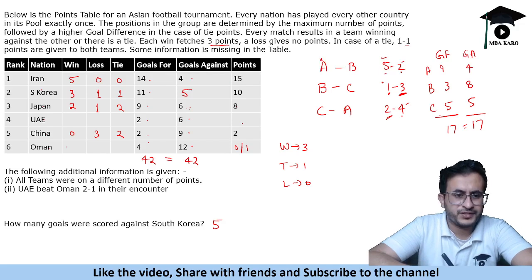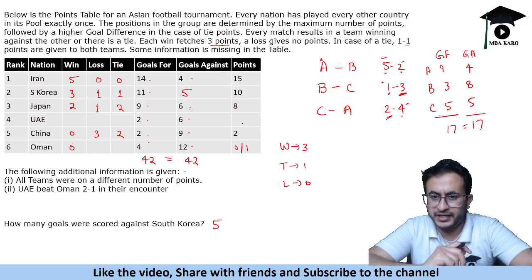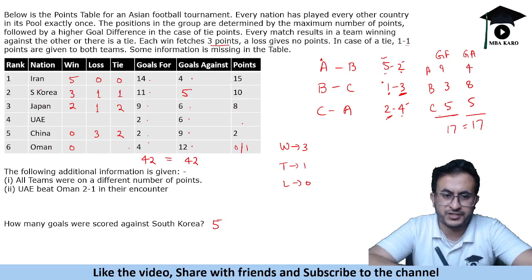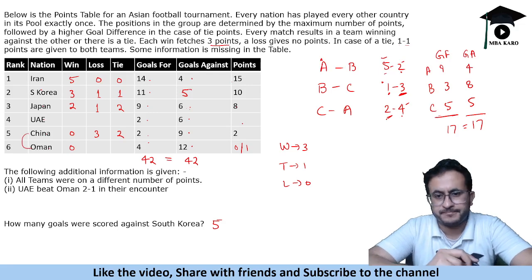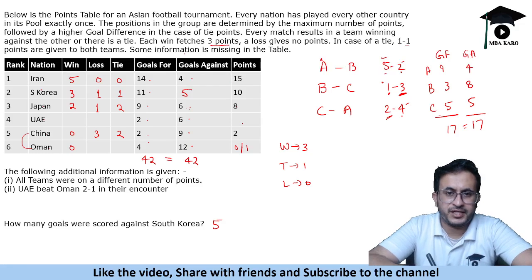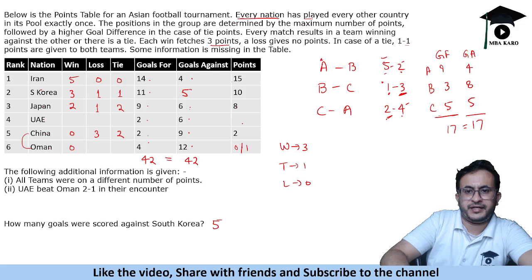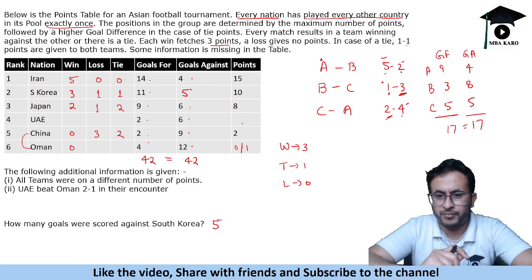So Oman should have 0 wins. Okay. Now if Oman has 0 wins, we will have to think how many losses or ties it can have. Will it lose all 5 matches or will it have a tie also? Now if you see this, there has to be a match between China and Oman, right? Because every nation played every other country exactly once. So they have to play against each other.